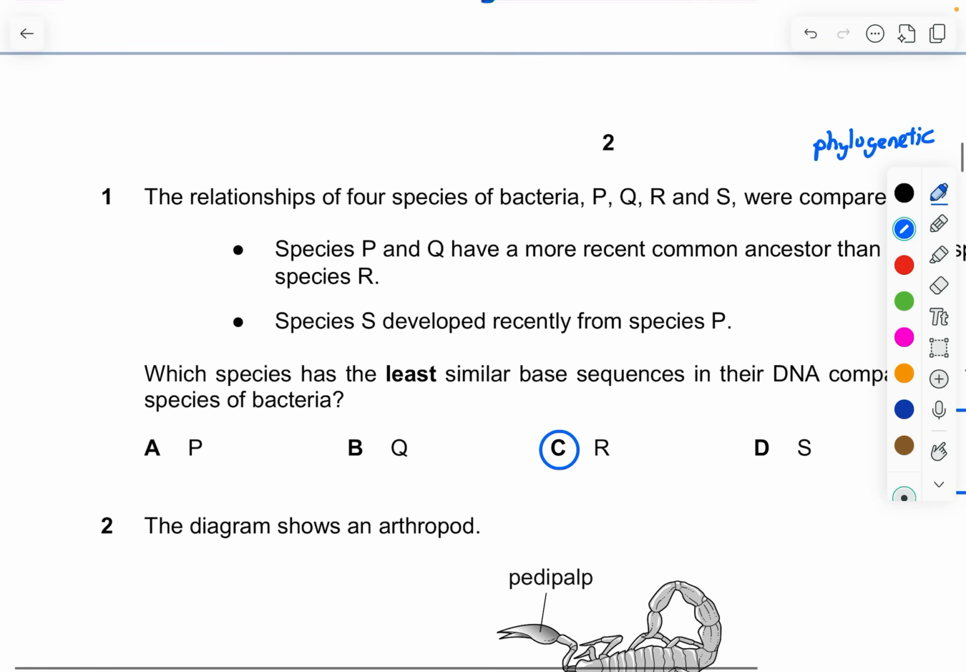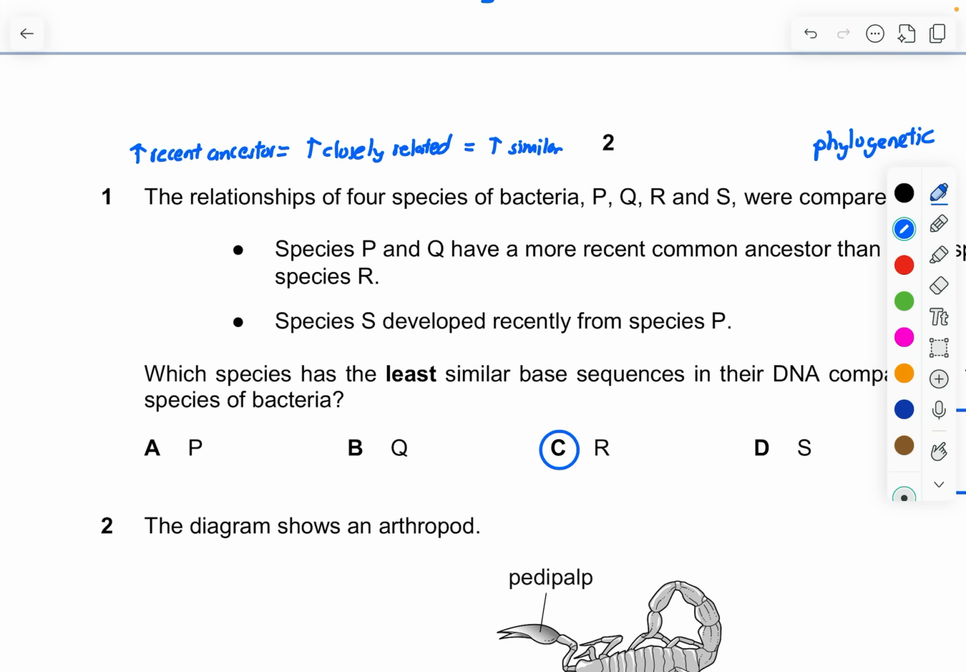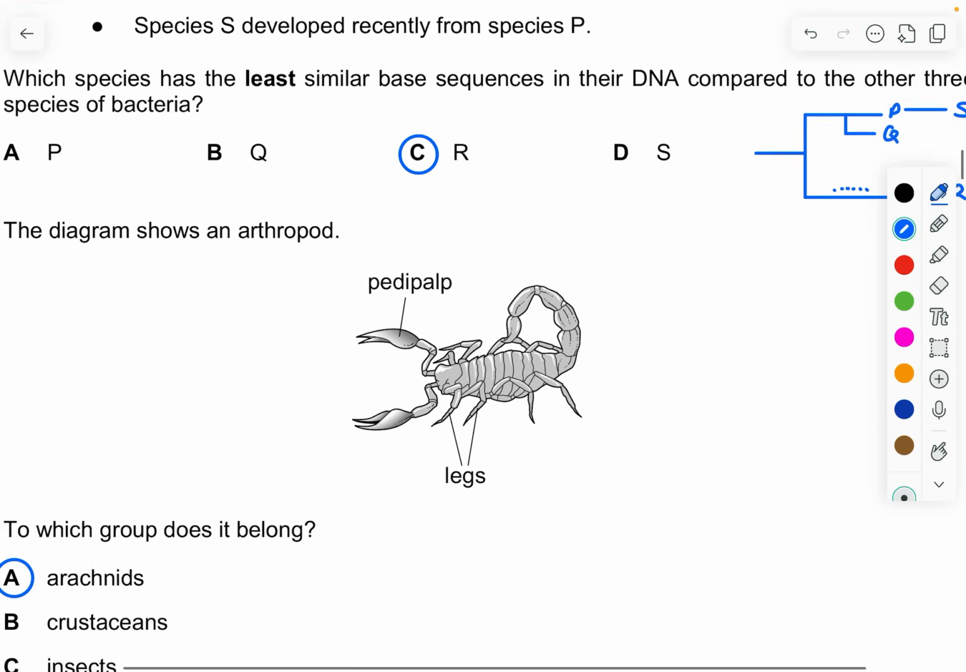So what is the key message here? When there's a more recent ancestor, it means the species are more closely related and thus have more similar base sequences, DNA sequences. So this is something to remember. I hope this makes sense.